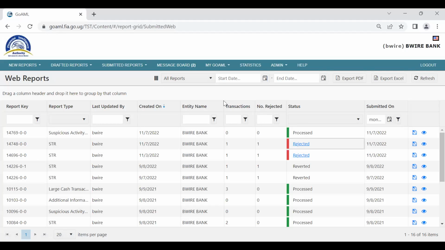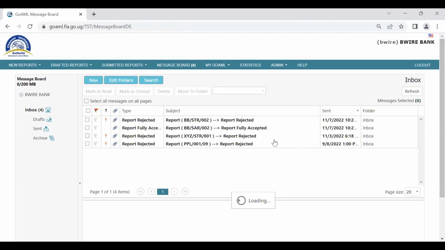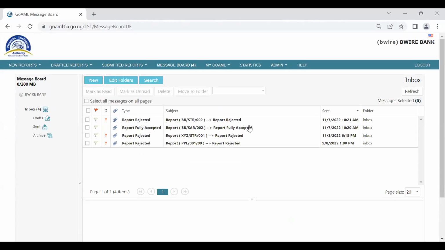Okay, so now if you go to message board, this is where you receive communications from FIA and also send us communications. So it's where we do exchange of information. Whenever something comes to your message board, you're notified that there is a message for you, and you log in and you come to the message board.